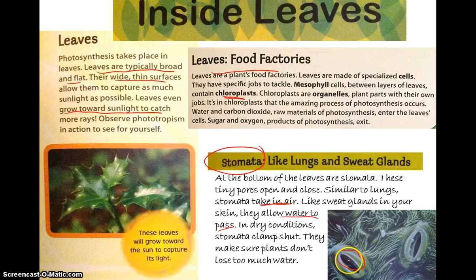And again, these things can close too. In really dry conditions, plants don't want to let out too much water. They'll get dehydrated, so they actually have to clamp shut. But really, I want you to understand that this is where plants can get CO2. CO2 can enter through these when it's needed for photosynthesis.